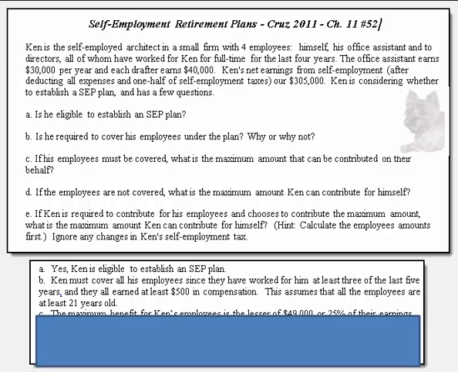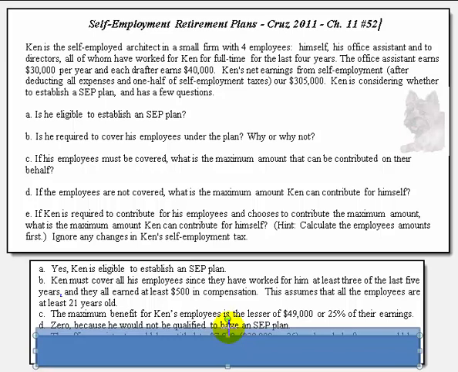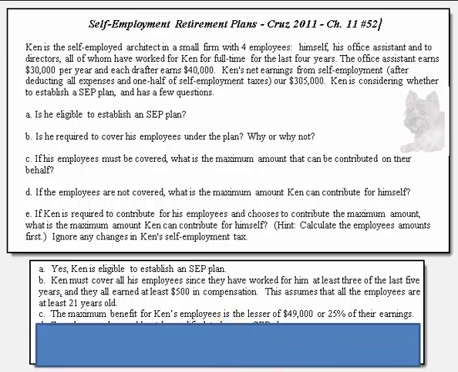C says, if his employees must be covered, what's the maximum amount that can be contributed on their behalf? So we'll slide that down, and we see the maximum benefit for Ken's employees is the lesser of $49,000 or 25% of their earnings. D, if the employees are not covered, what is the maximum amount Ken can contribute for himself?